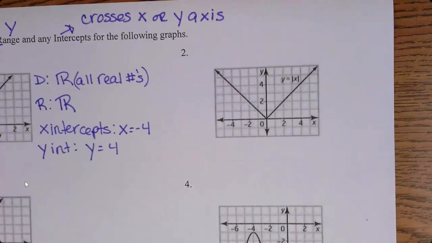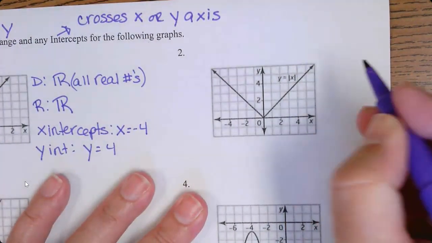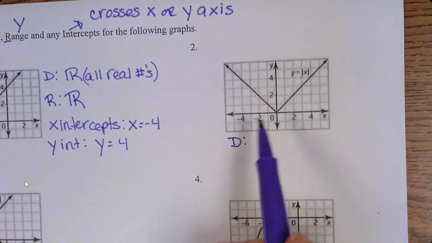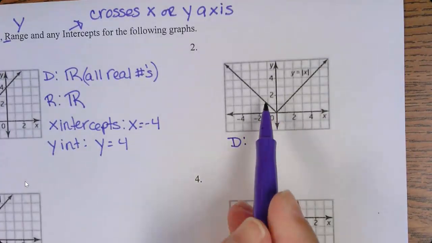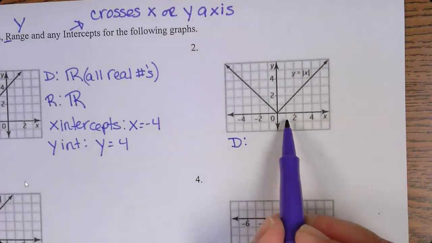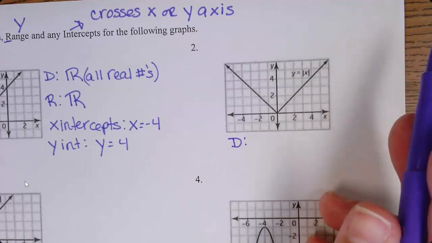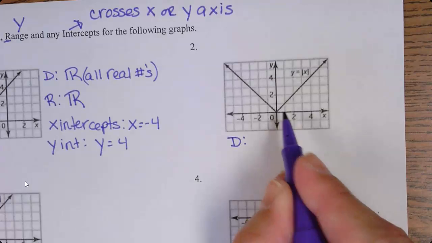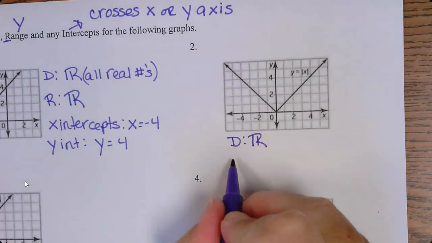Okay, so let's look at number 2. We can do this right here. Domain. Does it cover all of our negative X values? And the answer is yes, because you see that line is going up and out. Does it cover all of our positive X values? Again, there's an arrow up and out. Okay. Does it touch 0? Yes. All reals.